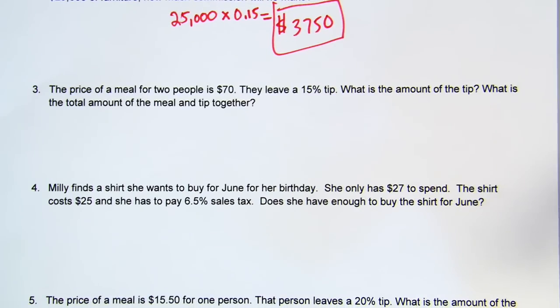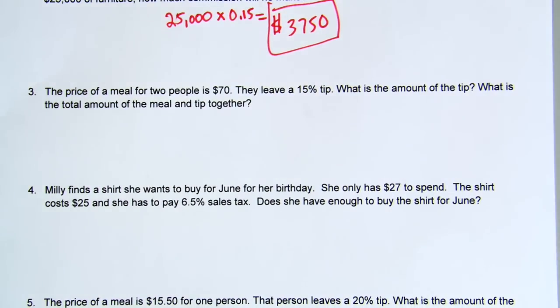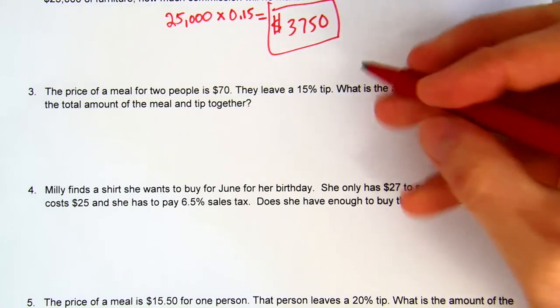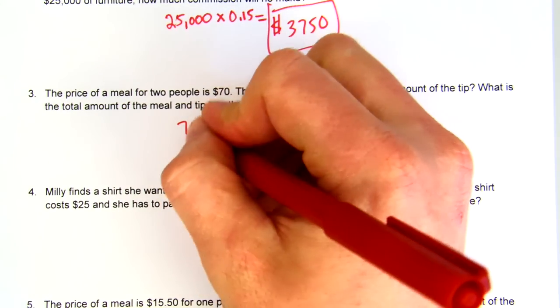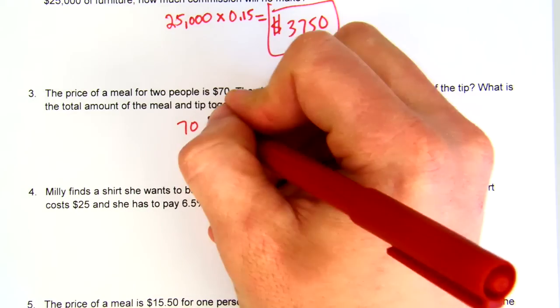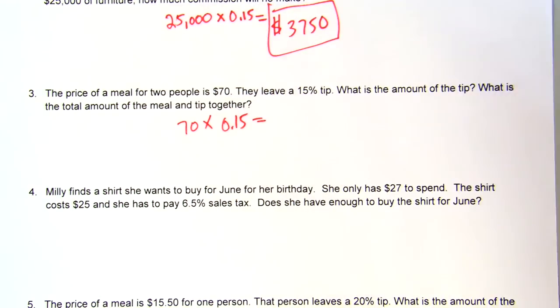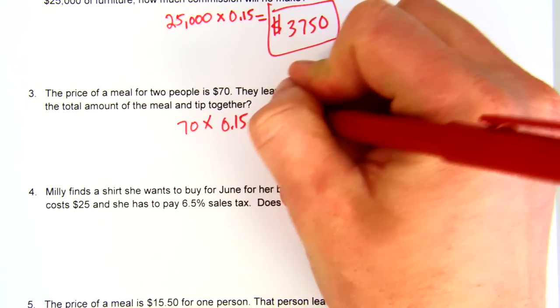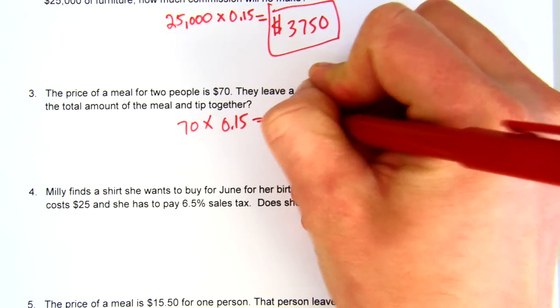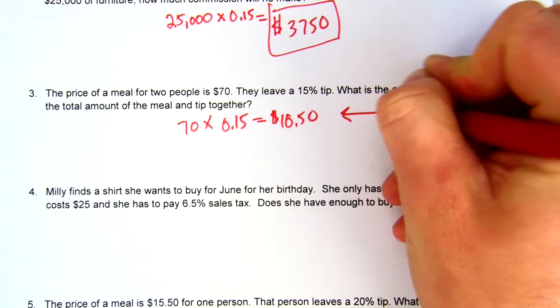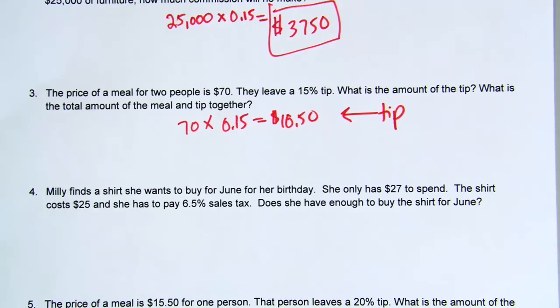Number 3, we have the price of a meal for 2 people is $70. They leave a 15% tip. What is the amount of the tip? What is the total amount of the meal and tip together? So in order for me to find the tip, I take my original amount of $70. I'm going to multiply it by the 15%, which is 0.15, and that equals $10.50. So that is the tip amount.